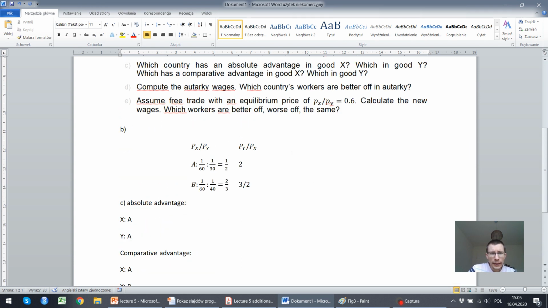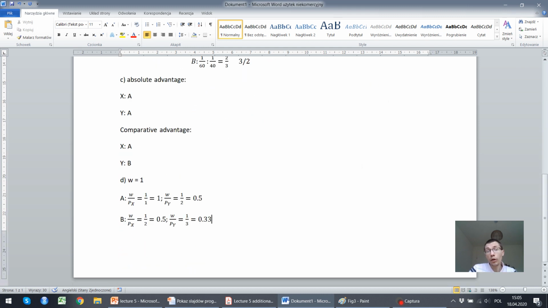So to answer the question, which countries' workers are better off in autarky? Well, of course, workers living in country A are better off in autarky compared to the workers living in country B. Why? Because real wages expressed in terms of both goods are higher in the first country than in the second country. So we compare the real wage in country A expressed in units of good X. Of course, the first number is larger than the second, and then we do the same thing for good Y. Okay, so those guys are better off in autarky.